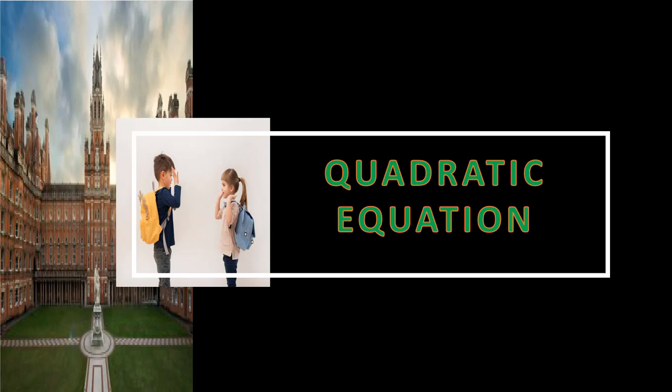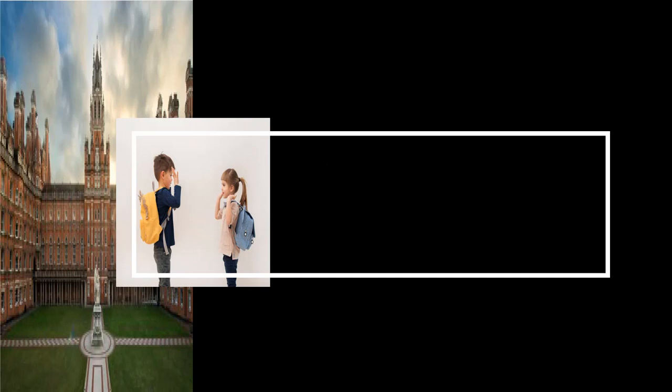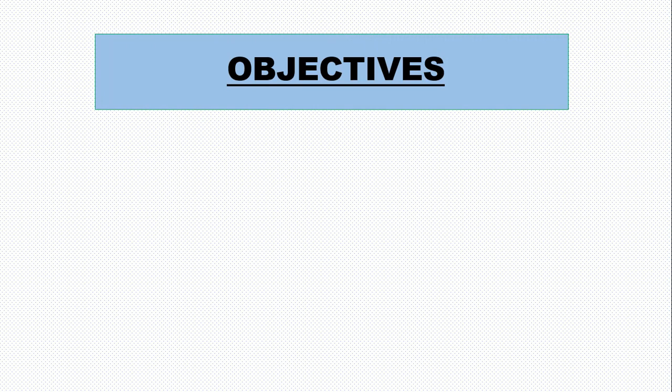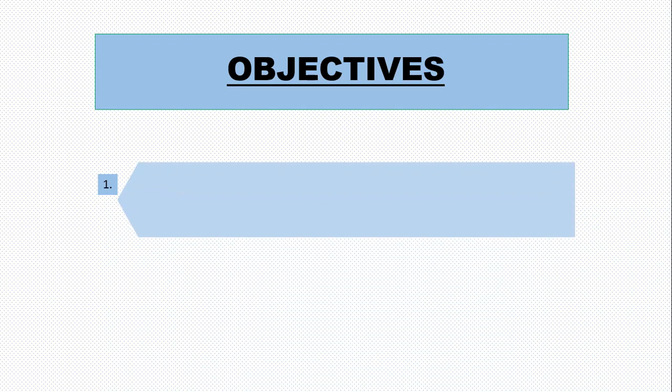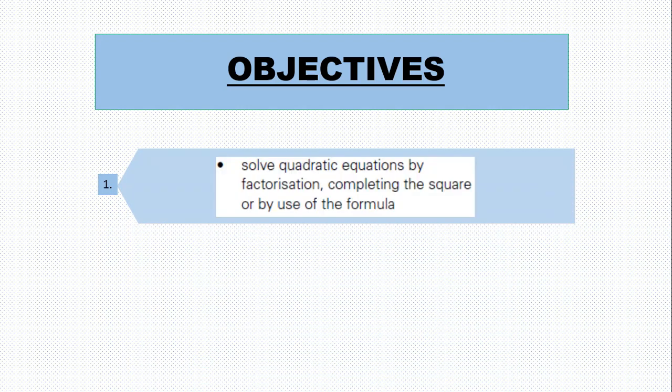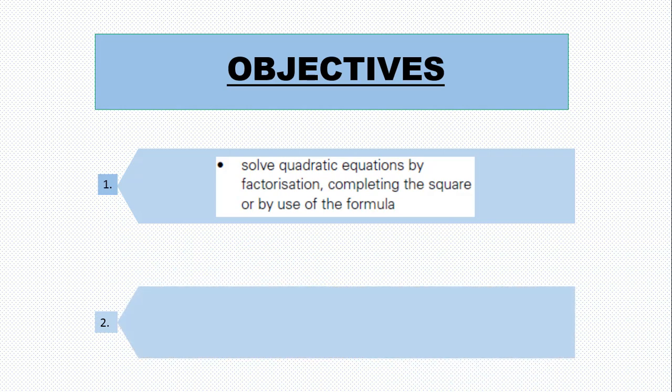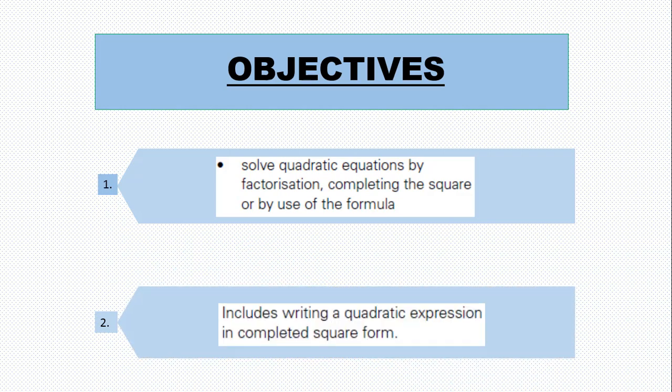Students, as I told you earlier, there are two main objectives that we have to attain in this topic of our quadratic equations. Number one, you must know how to solve quadratic equations by factorization, completing square method and by the use of the formula. And number two, you must know how to write the quadratic equations in a completed square form.